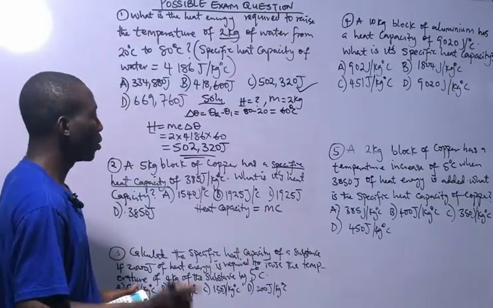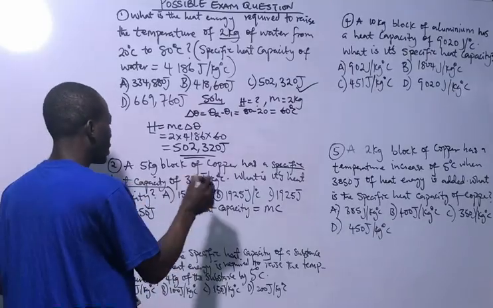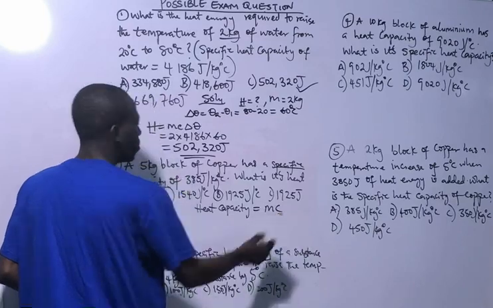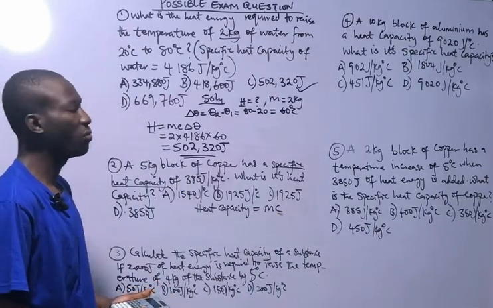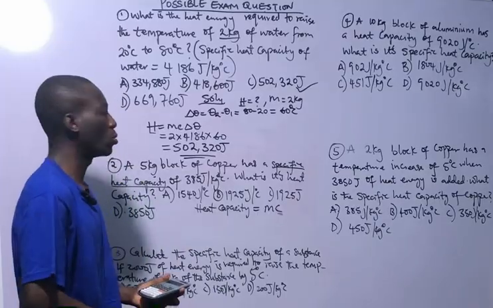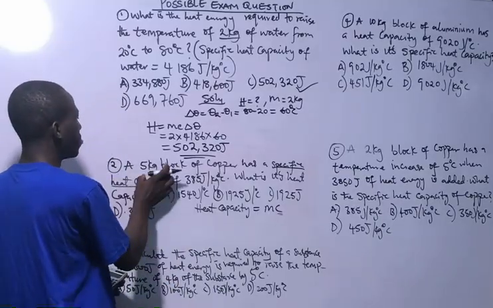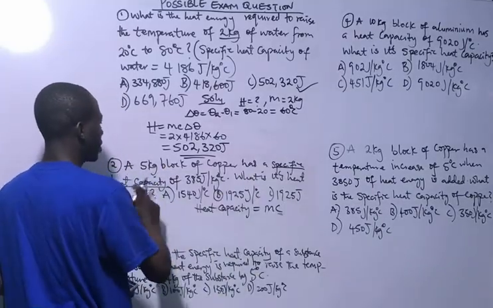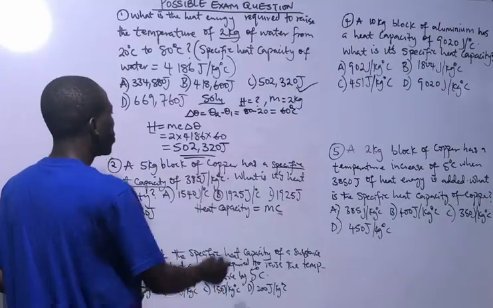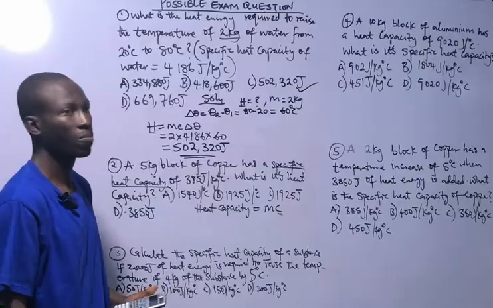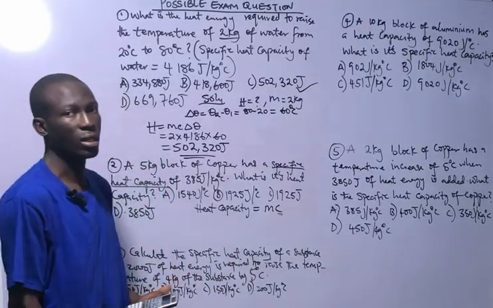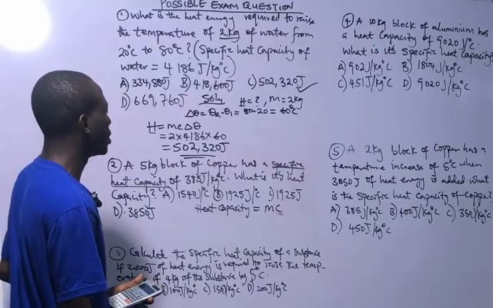But in this question, we are given the specific heat capacity, and C is the specific heat capacity. If you read this question well, you notice that the mass is given, the specific heat capacity, which is 385 joule per kilogram Celsius, is also given, but we are asked to find the heat capacity. And this is the connection between the heat capacity and the specific heat capacity.